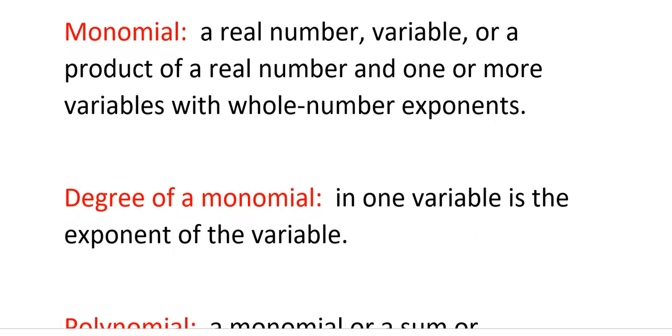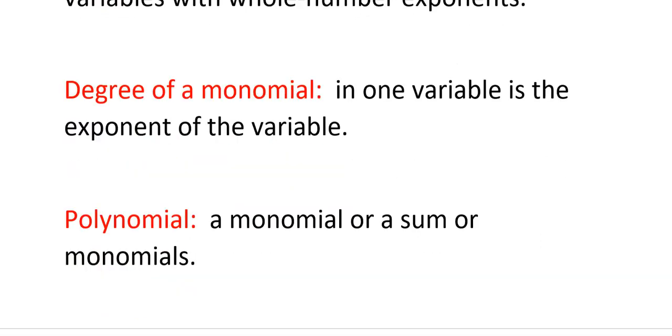A monomial is basically one thing. It's a real number, a variable, or a product of a real number and one or more variables with whole number exponents. So, for instance, 2x, it's one term, so it's a monomial. The exponents that it has doesn't necessarily matter. It's how many terms it has. So you have to think of things like when you are putting like terms together. Once you do that, how many terms do you have? That's how you kind of classify that.